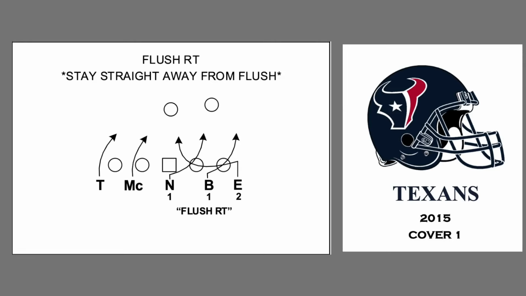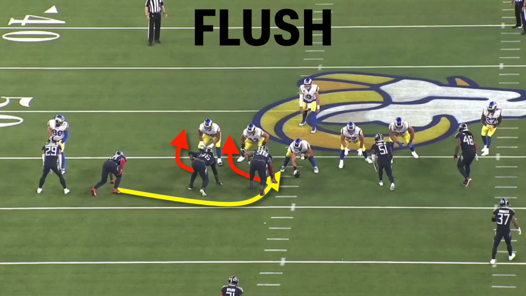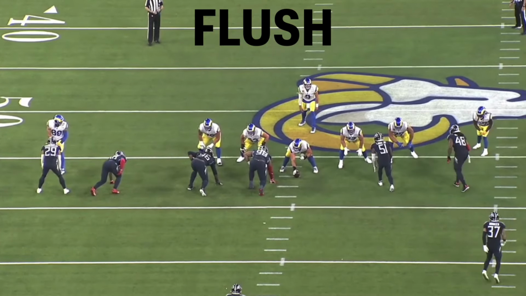The stunt that Tennessee has really specialized in this year is called flush. You've got 2 guys on the interior slanting a gap outside as the penetrators, and an edge defender looping inside around both of them. They love running this pressure, and they called it 10 times against the Rams, which was the highest number all year.